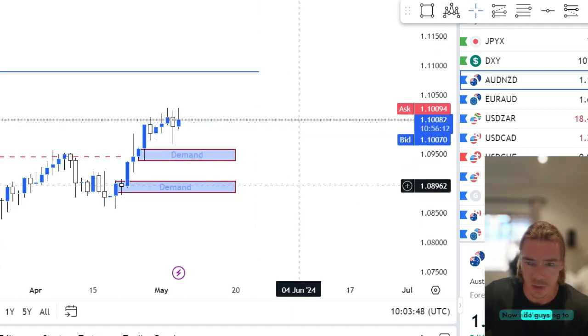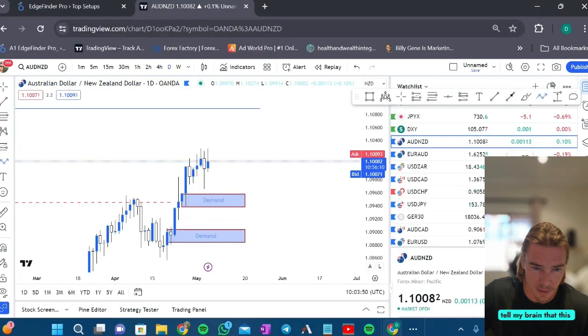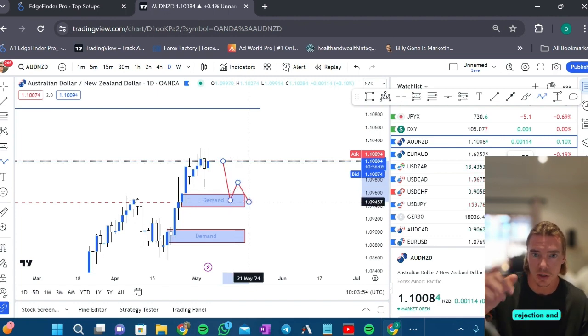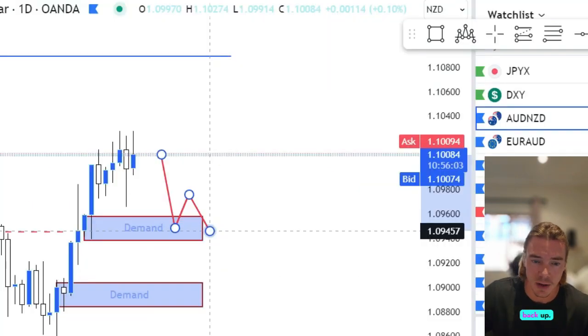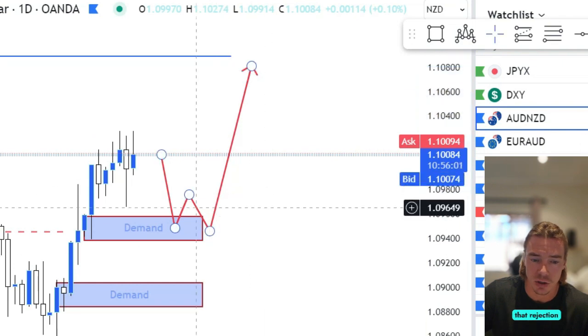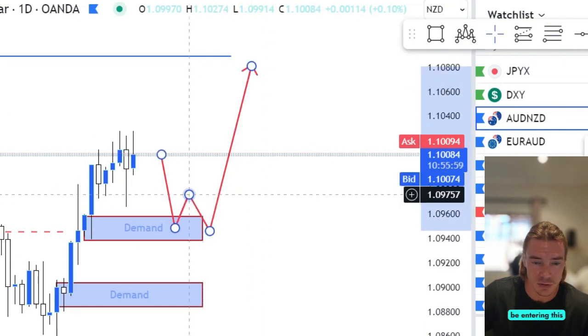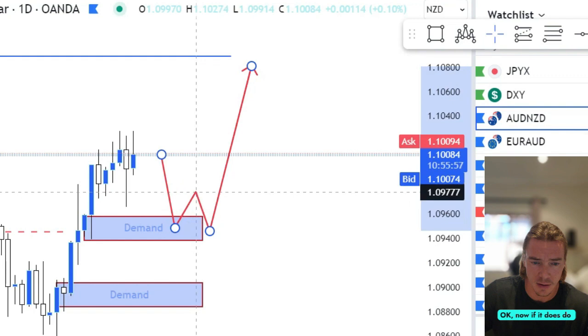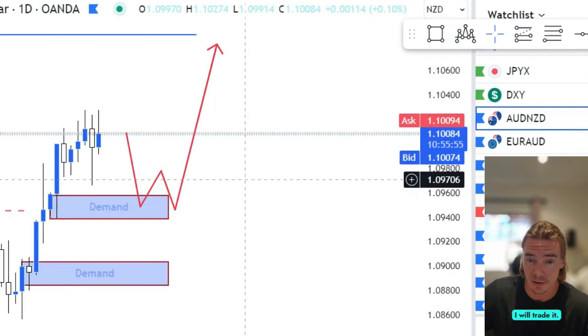Now, what I'm going to do, guys, is literally just tell my brain that this is the kind of movement I want to see. I want to see a rejection and then a retest to go back up. And if we don't get that rejection and a pullback, then we shouldn't be entering this area. Okay, now if it does do it, I will trade it.